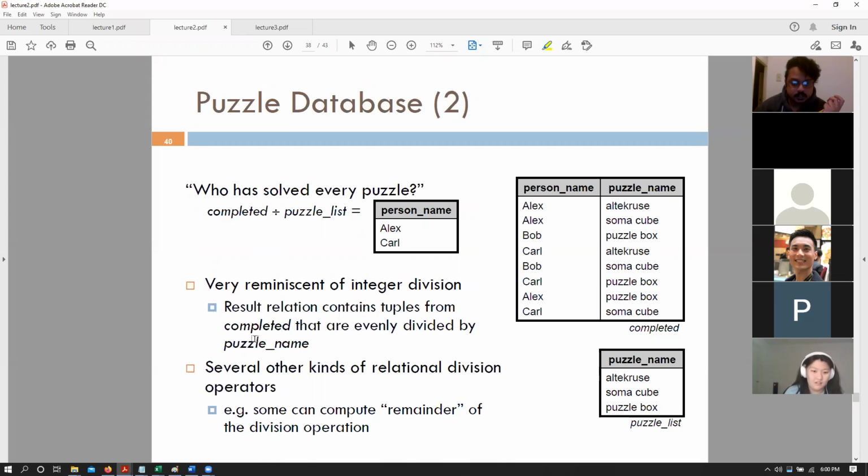So the result relation contains tuples from completed that are evenly divided by puzzle name. So when I say evenly divided by puzzle name, I basically mean that for every tuple, there is an equivalent puzzle name in your puzzle list as well. So for Alex, Altecrew, Soma Cube, and Puzzle Box exist. So Alex is a candidate for this particular division operation, but not Bob.